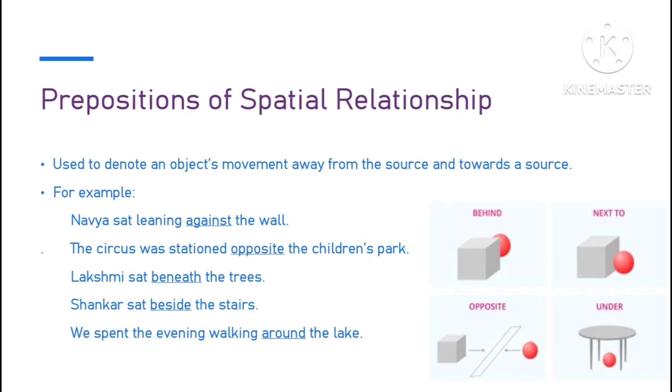Prepositions of spatial relationship are used to denote an object's movement from the source and towards a source. For example, now we are sat leaning against the wall. Against is a preposition of spatial relationship used in the sentence. The circus was stationed opposite the children's park. Opposite is a preposition used there.